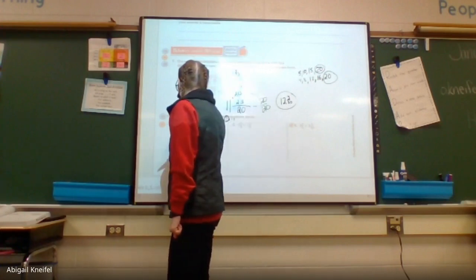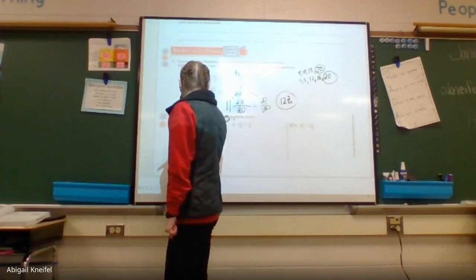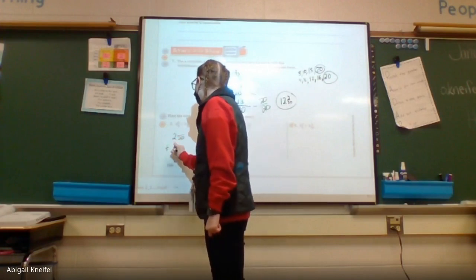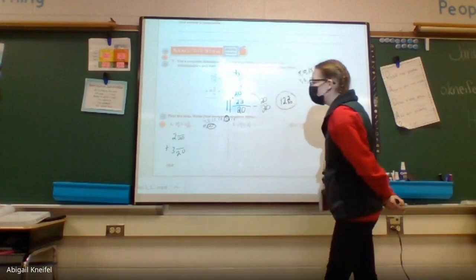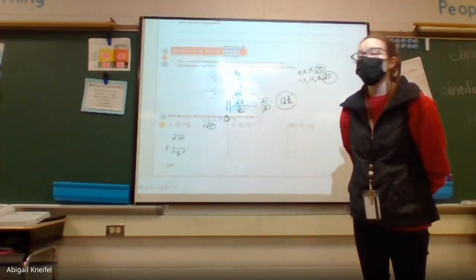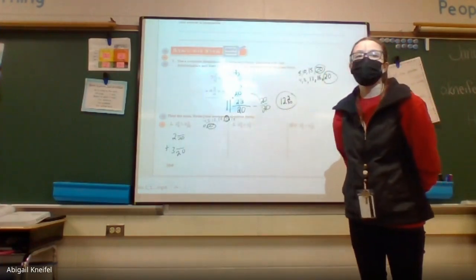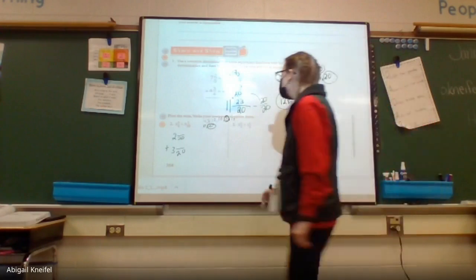So I'm going to rewrite my problem. 2 and something over 20 plus 3 and something over 20. How many times do I multiply 4 to get to 20? 5 times. What is 5 times 3? 15.